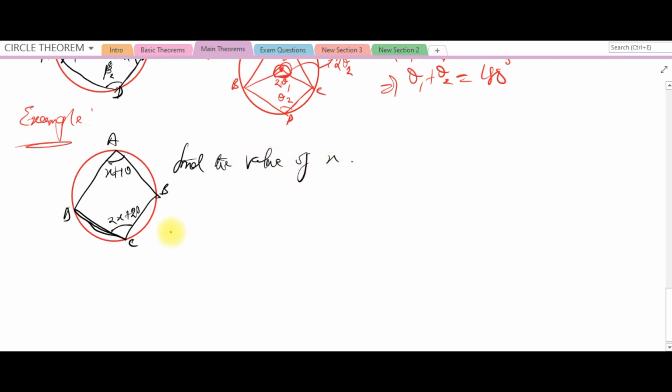So without wasting time, the answer is simple. Looking at this, it is a cyclic quadrilateral because the vertices of the quadrilateral are on the circumference of a circle. So we have that x plus 10 plus 2x plus 20 must be equal to 180, because these are opposite angles of a cyclic quadrilateral.